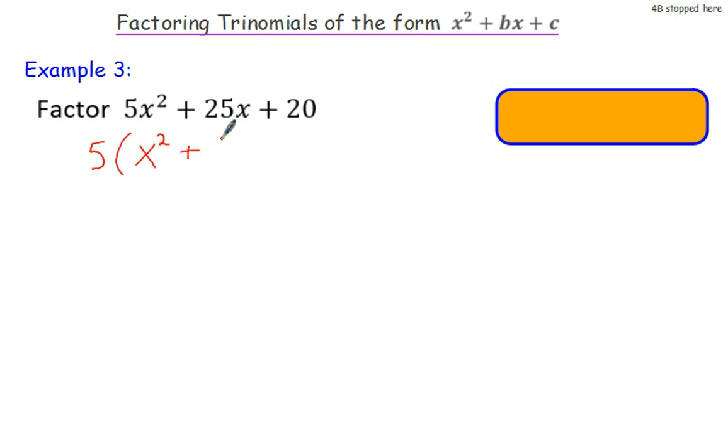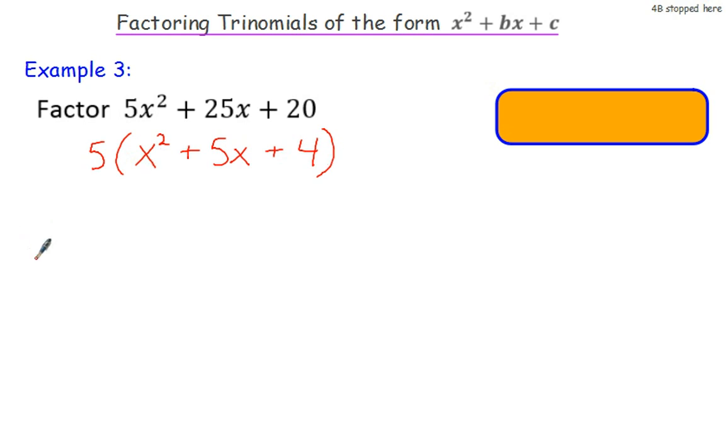Okay, then here this would become 5x, right? That makes sense. 5 times 5x gives me that 25x. Then my last term would be 4. 5 times 4 would give me back that 20. All right, so pulling out this GCF made things a lot easier because we no longer have a number in front of x squared, so we can factor this just like we did the other ones. And this is a really easy one.